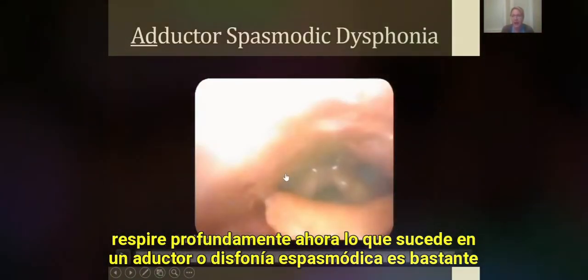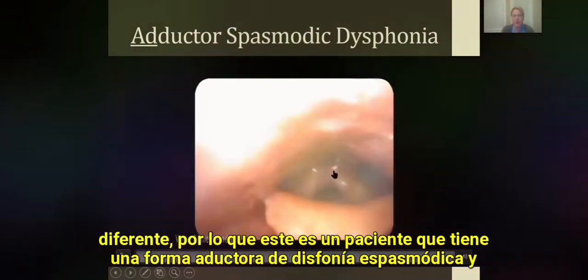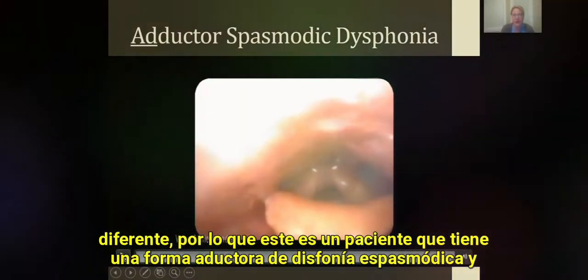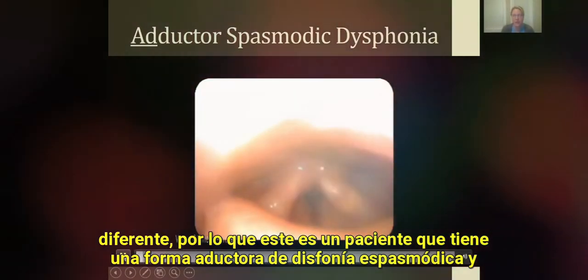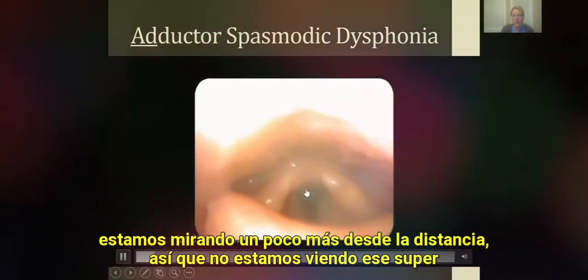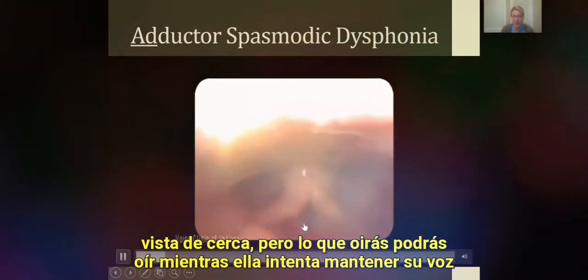Now, what happens in adductor spasmodic dysphonia is quite different. So this is a patient who has adductor form of spasmodic dysphonia, and we are looking a little more from a distance, so we're not seeing that super close-up view.